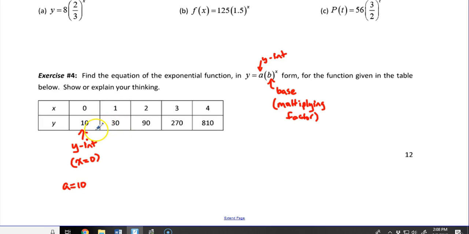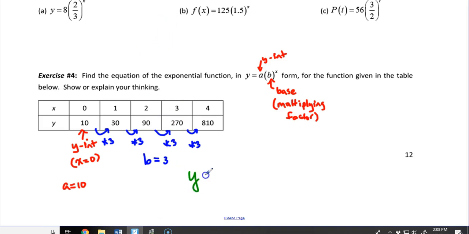And next, we need to know what our multiplier is. So let's use a different color here. I see times 3. Times 3. So as long as the x's are going up by 1, the y's have the same multiplier or factor, times 3. So all that means is the b, the base, is 3. Now we can put it all together.